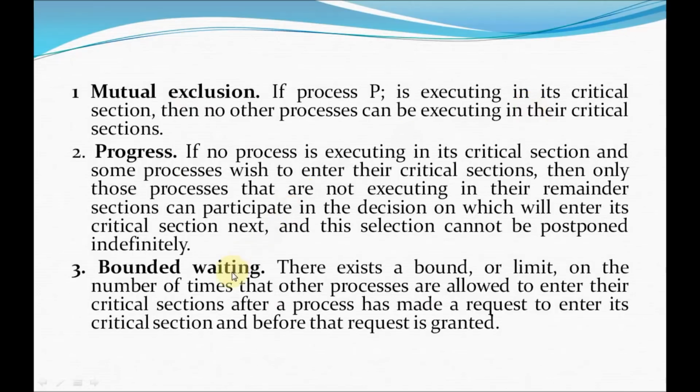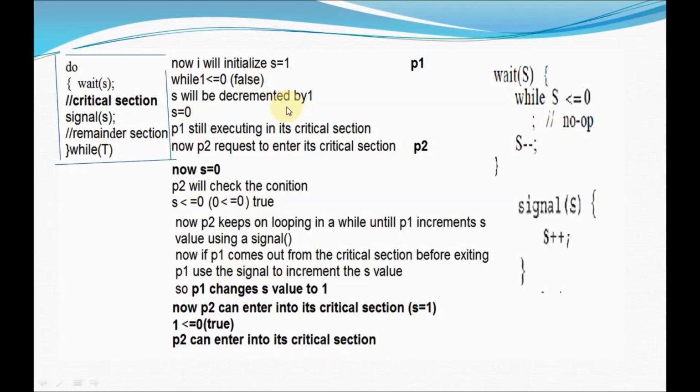Now I will check whether bounded waiting is satisfied or not. Initially P1 is executing in its critical section. Now P2 tries to enter into its critical section, but P2 can't enter because the condition is true. It keeps on looping, you know that, right? But while exiting, after completing the critical section, P1 changes the value of S to 1. So P2 can enter into its critical section. So you are seeing here that after P1 completes, P2 also gets the chance.